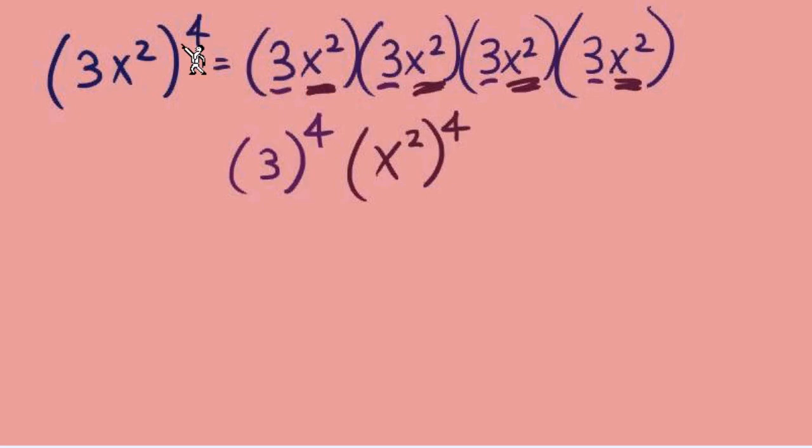So 3x squared all to the power of 4 led us to 3 to the fourth and x squared to the fourth.